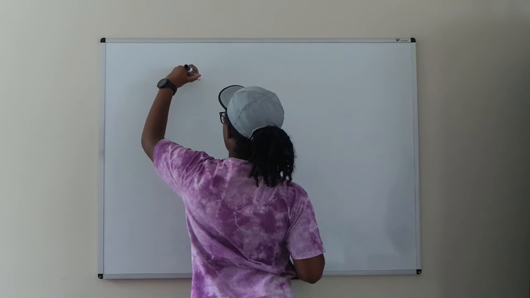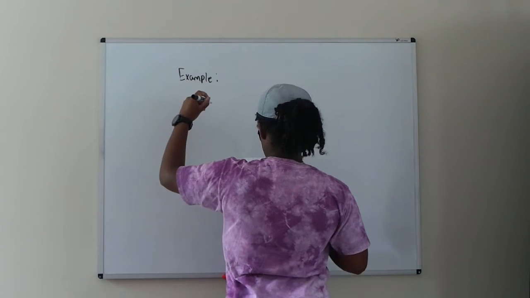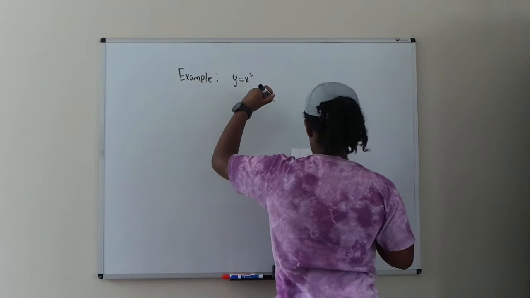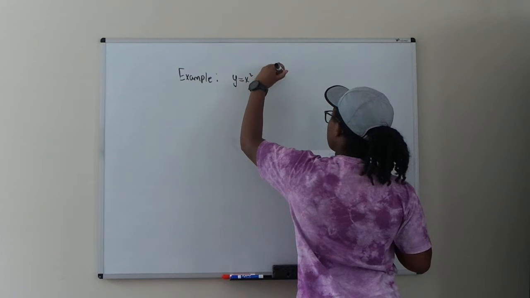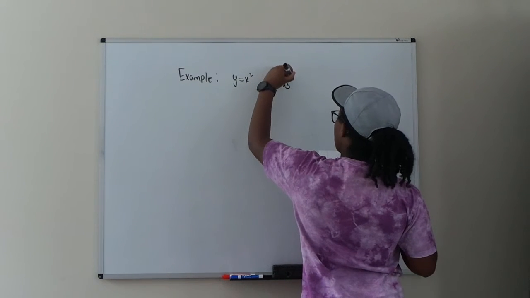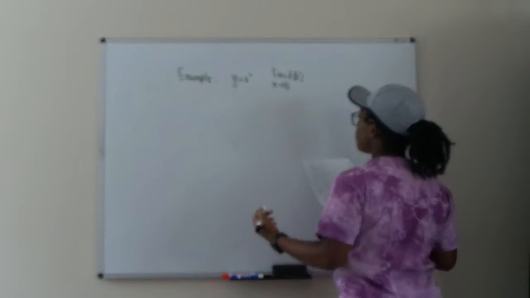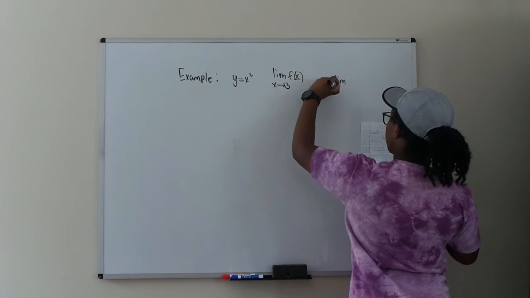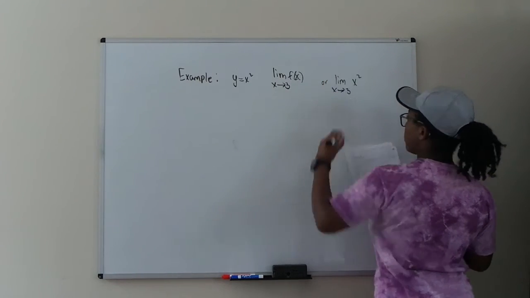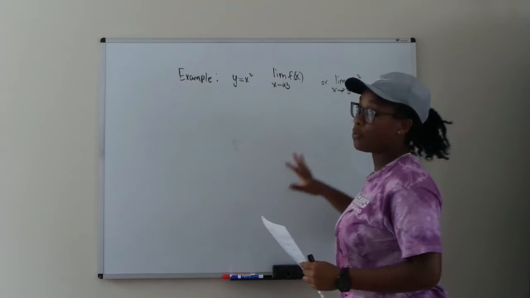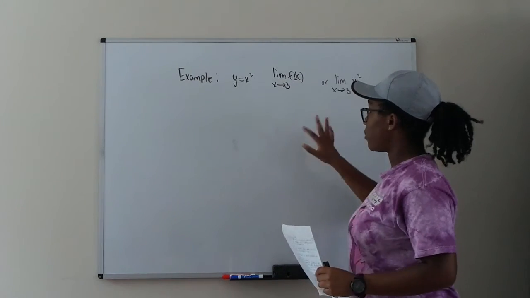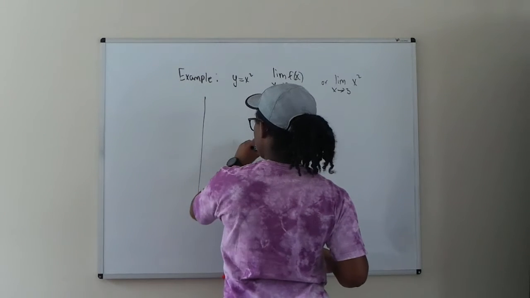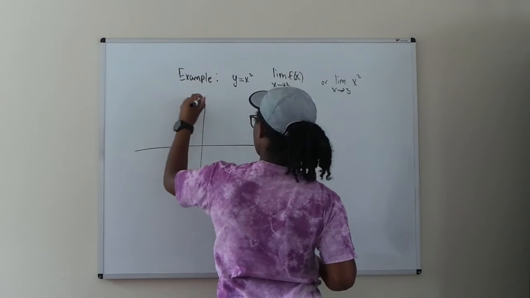Okie dokie. So now we're going to do another example, and I'm going to say that y is equal to x squared, and then I'm going to ask, what's the limit as x approaches 3 of f of x? Similarly, you might see the limit as x approaches 3 of x squared. It's the same thing, but you might see it written differently, so I just want to give you both notations for that. Okay, so I'm going to draw this function on the board.